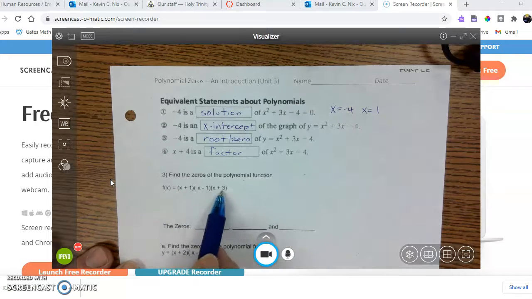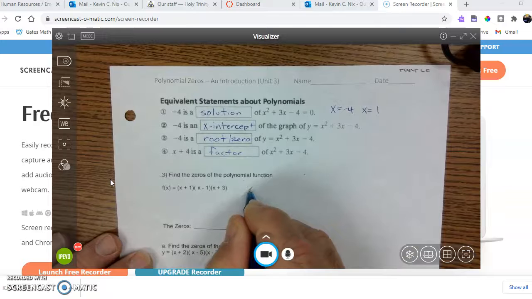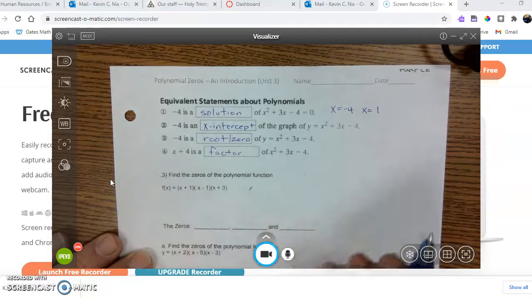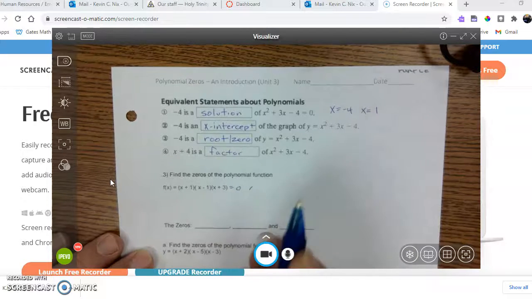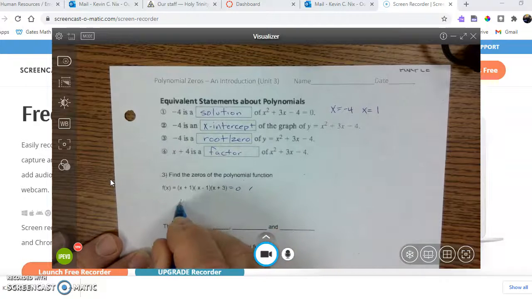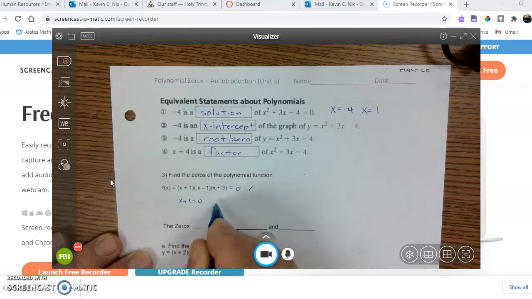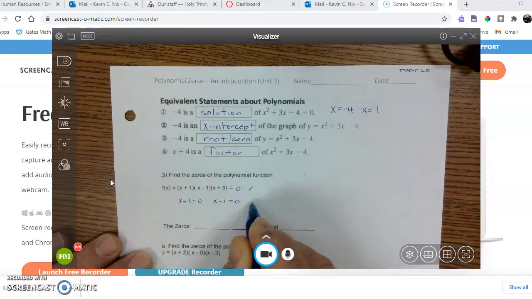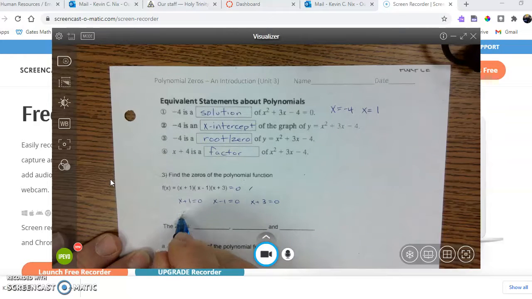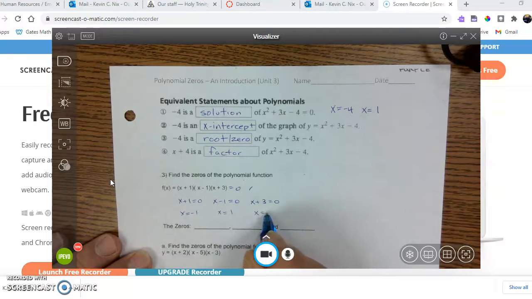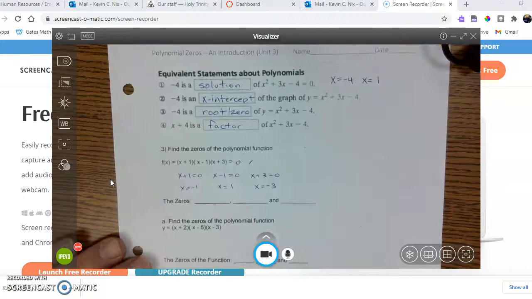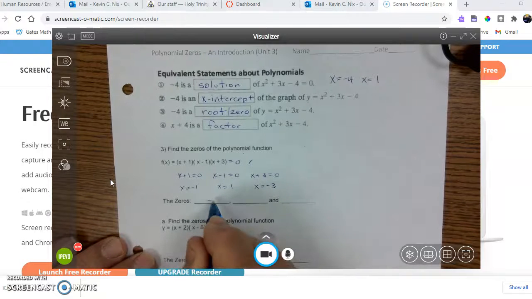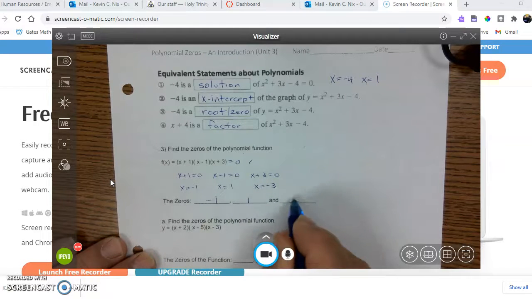So here I'm given 3 factors of a polynomial. This is in factored form. So first of all, to find the zeros, I set it equal to 0, okay? And then I do x plus 1 equals 0, solve that. X minus 1 equals 0, solve that. X plus 3 equals 0, solve that. My solutions are x equals -1, x equals 1, and x equals -3. Okay? So the zeros, or the solutions, or whatever you want to call them, are -1, 1, and -3.